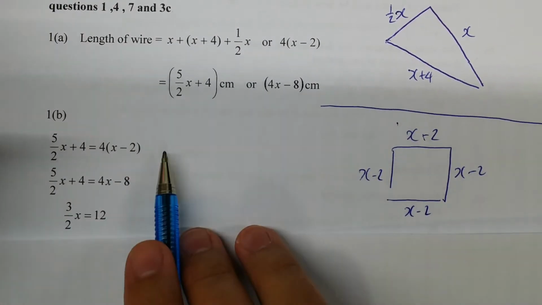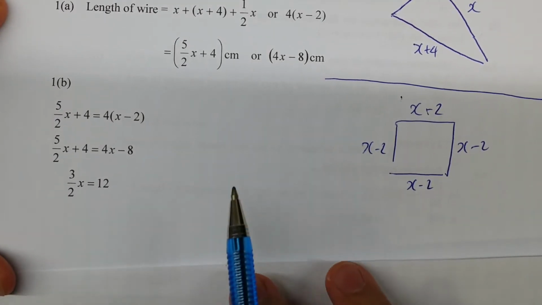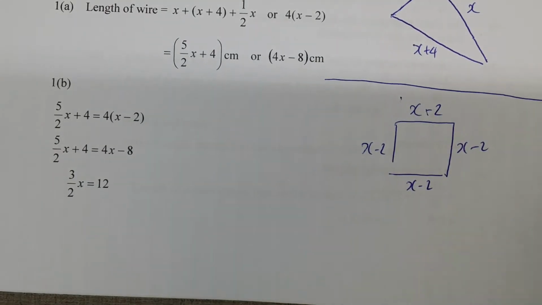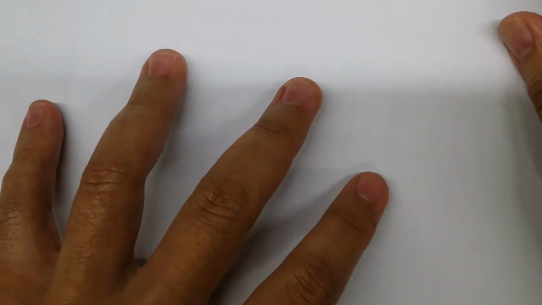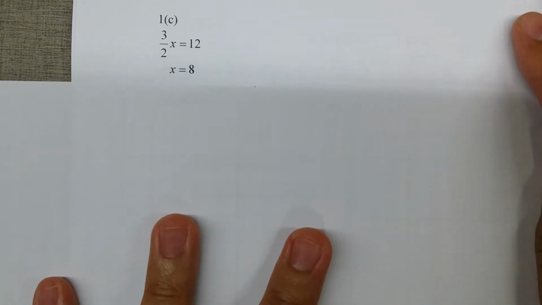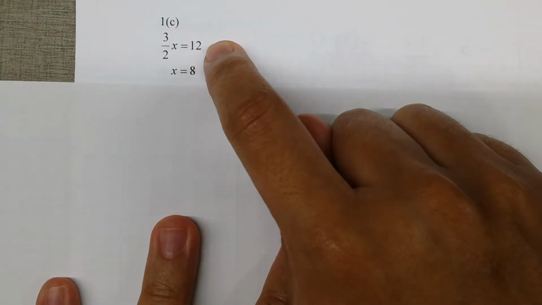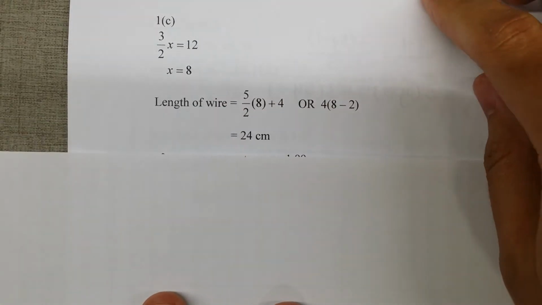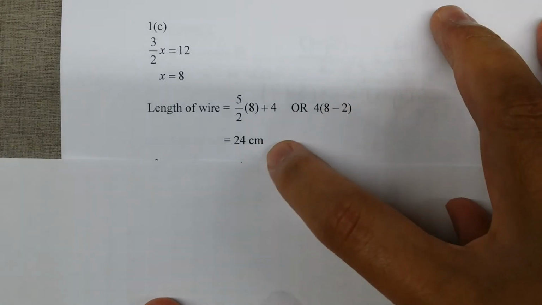Triangle's perimeter. Nice. I get 3 over 2x equal to 12, and that's what they want me to solve. Solve the equation, quite simple. If 3x over 2 equals 12, both sides multiply by 2, you get 24. Both sides divide by 3, I get x equals 8. So I have to sub in x into the length of the wire, sub into the triangle, or sub into the square also can. You get 24 cm.